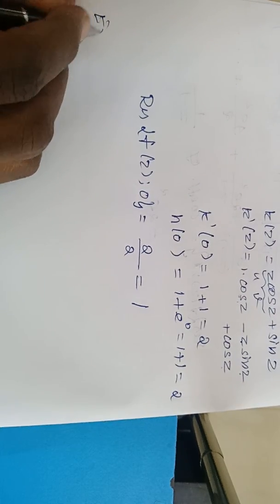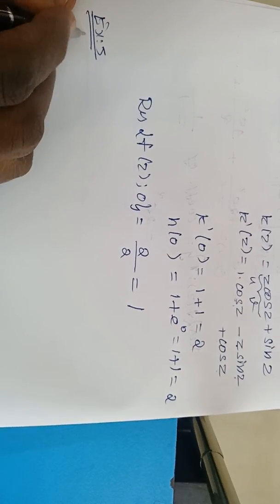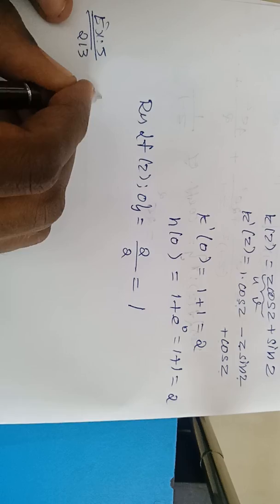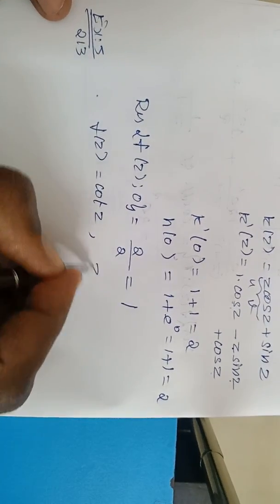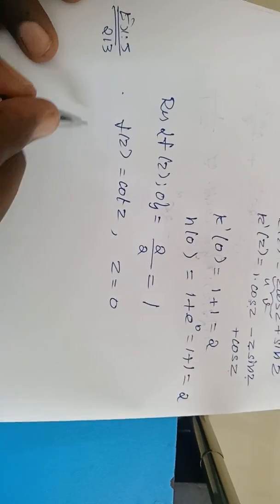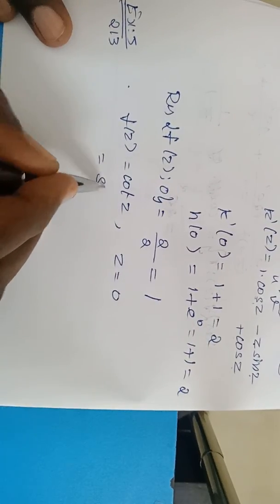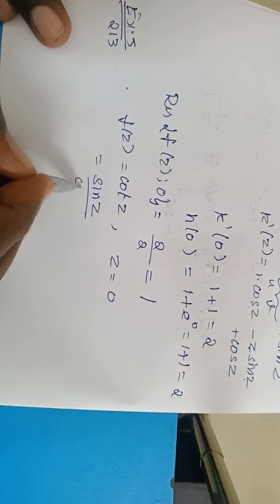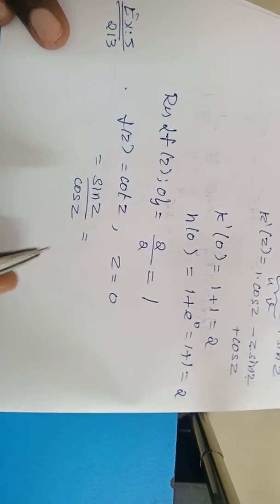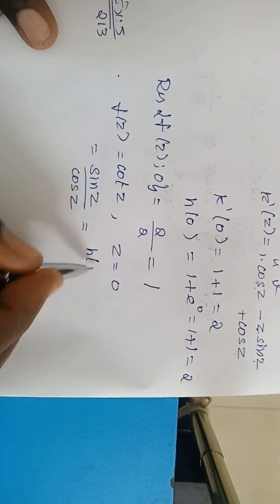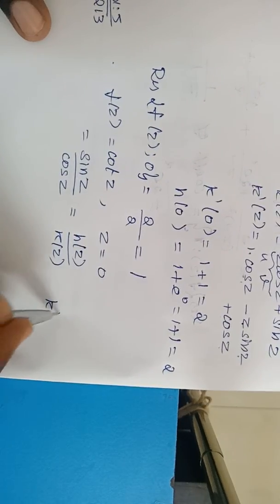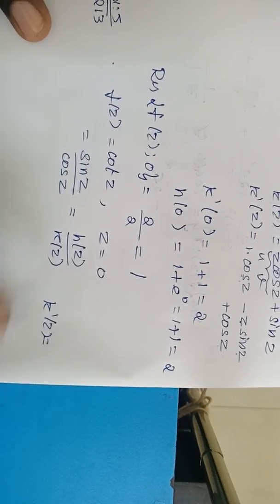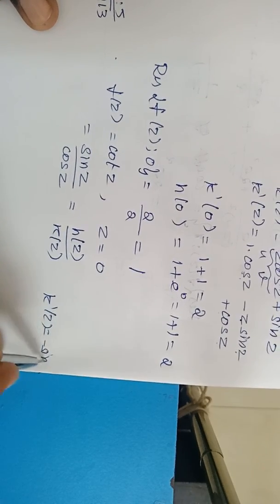One more problem similar to this. Example 5 of your text, page number 213. f of z is cot z and you are asked to find the residue at the point z equal to 0. Let me rewrite my f of z as sin z by cos z. The numerator is h of z, the denominator is k of z. What is k dash of z? Differentiating cos z, minus sin z.